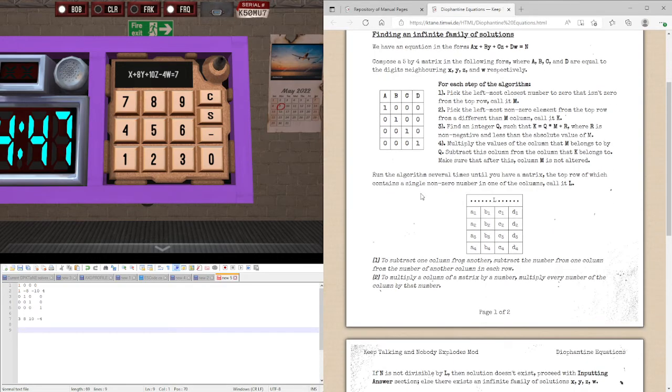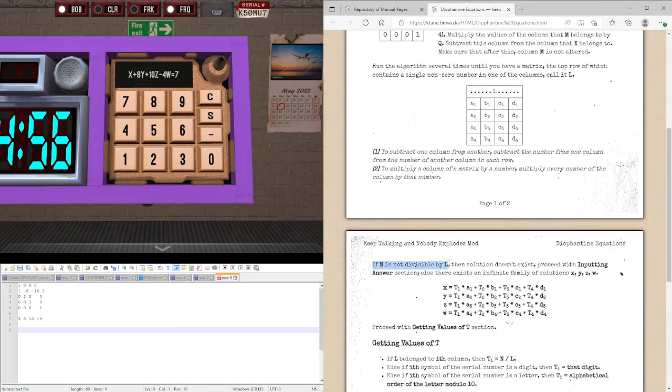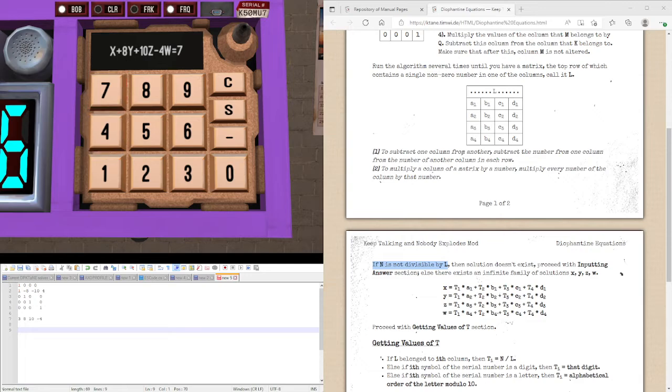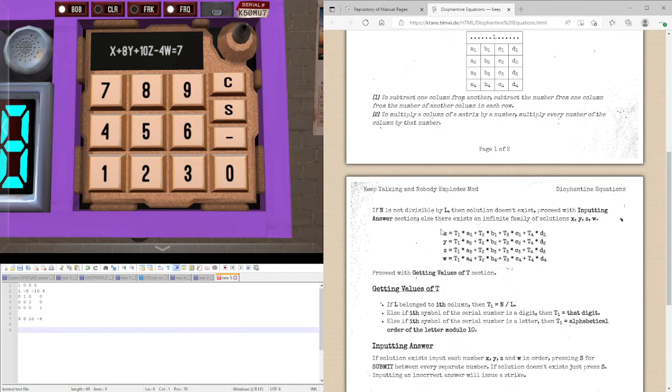But now we have to check. L is the number we have left, which is 1, and if n is not divisible by L, then there's no solution. 7 over 1 is 7, so that is a multiple. But say if we end up with L as 3 and our number was 7, 7 over 3 is not divisible, so it would have no solution, and we would press the submit button here. But since we do have a multiple, we're going to be doing this calculation.